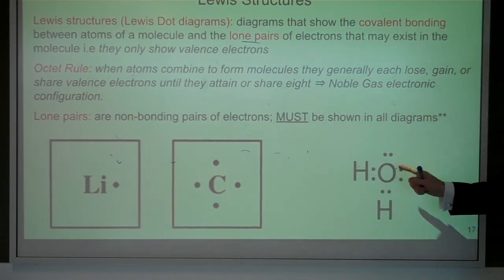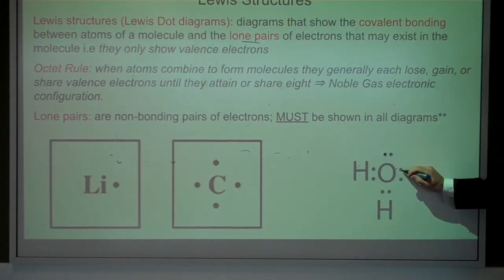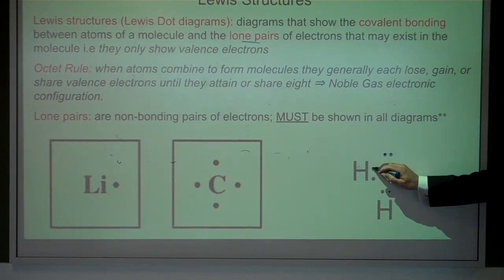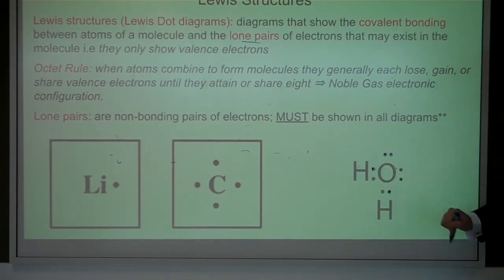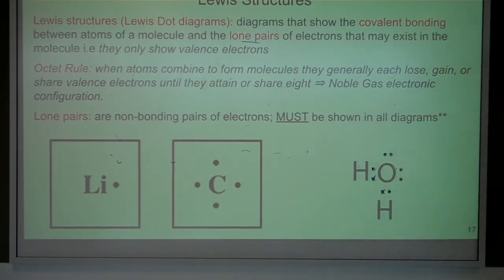Now, oxygen is in group 6. It has 6 valence electrons, and it wants to share 2 to get 2. And hydrogen wants to share 1 to get 1, and that is what the Lewis dot looks like for water. Okay, it's showing the shared electrons.